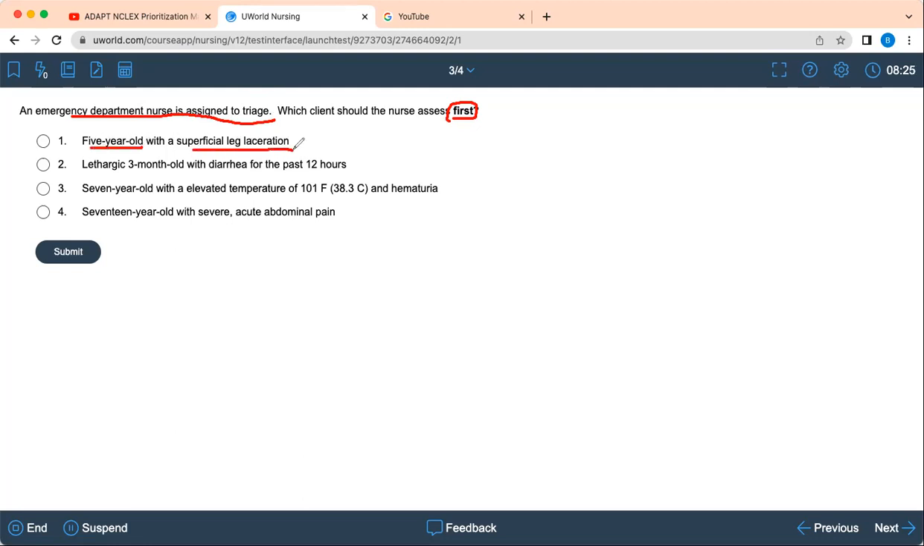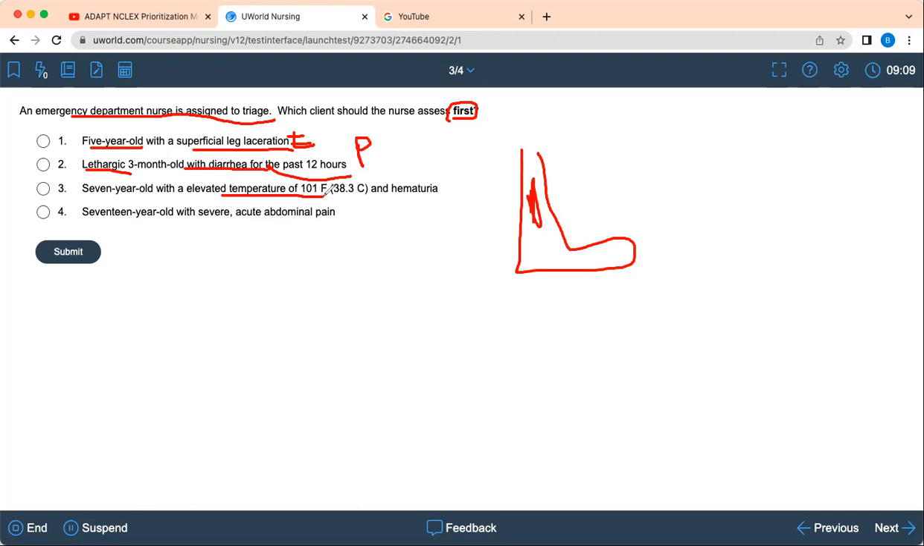5-year-old with a superficial leg laceration. You have the 5-year-old, this is his leg. He has a laceration here. We don't have evidence of hemorrhage. We don't have evidence of infection. Nothing in our B sharp. Therefore, all we know is his cut is a laceration. Therefore, expected. Lethargic, you see, neurological problem, of a 3-year-old with diarrhea in the past 12 hours. The 12 hours is not the problem. He's been dehydrated. Now he's in a lethargy mode. Neurologically, it's not functioning. That is a priority. So this is a priority patient.